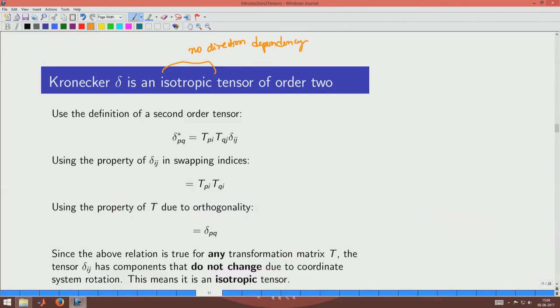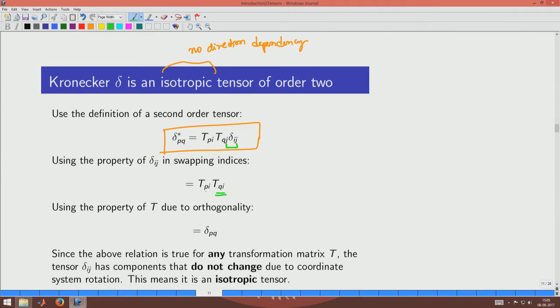Okay. So, first of all, if we want to prove this, what we need to do is take the definition of a second order tensor, which is known to us, and then use the properties of the transformation matrix and the Kronecker delta to see what happens. So, first, we look at this expression and see that the j index is matching here. So, I can get the i index and put it there. So, that is what we did here.